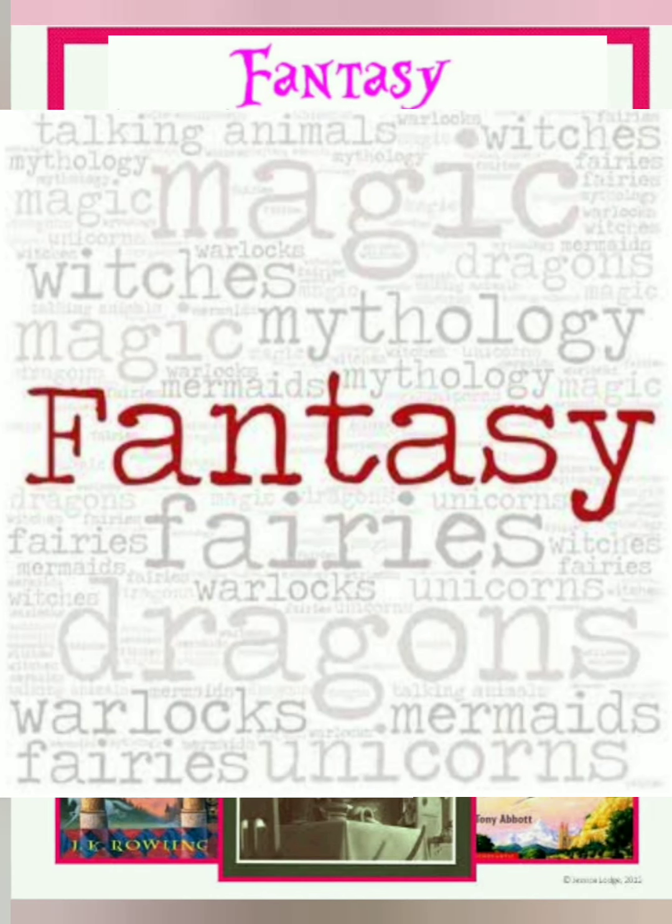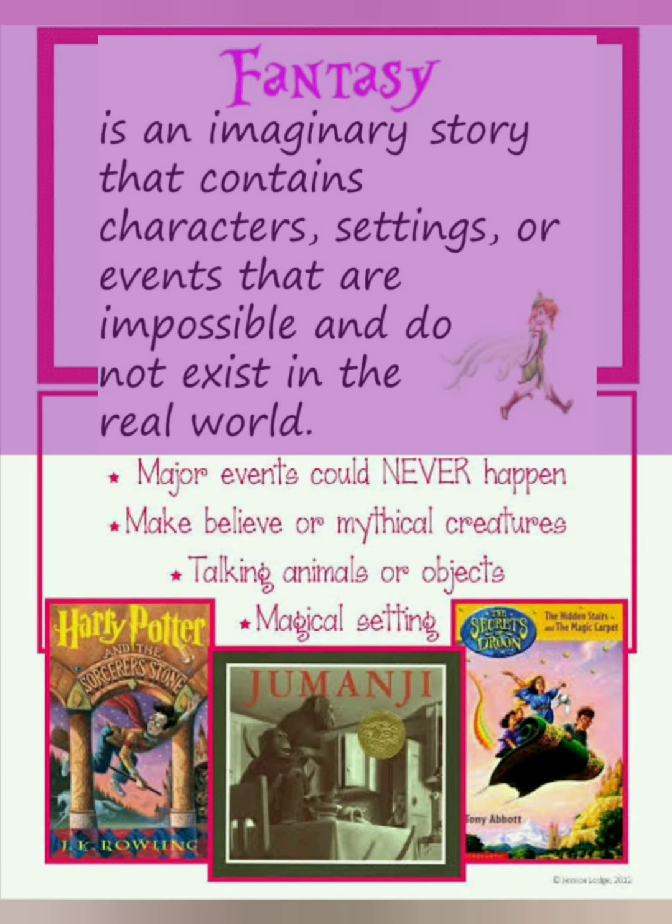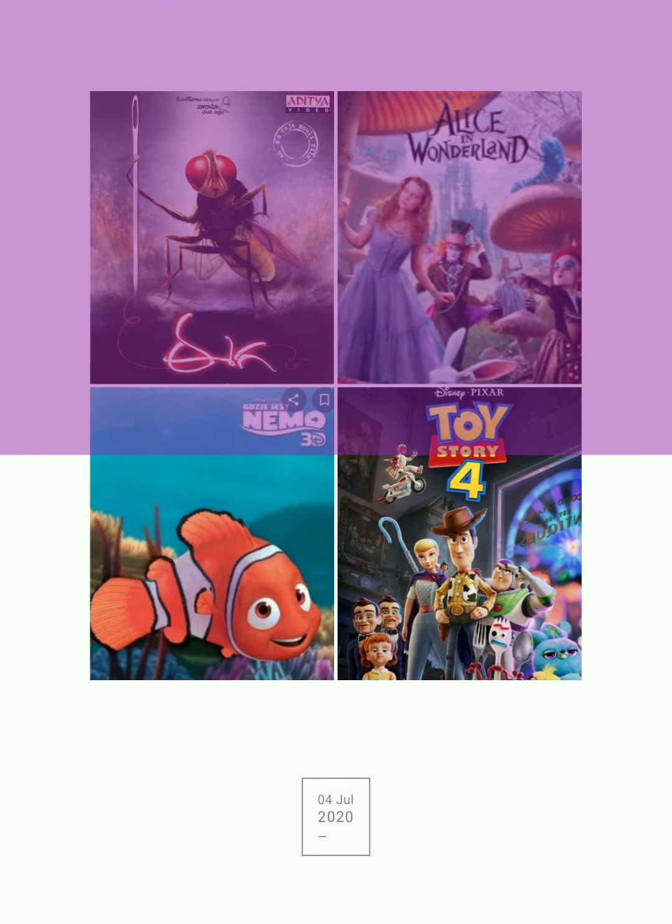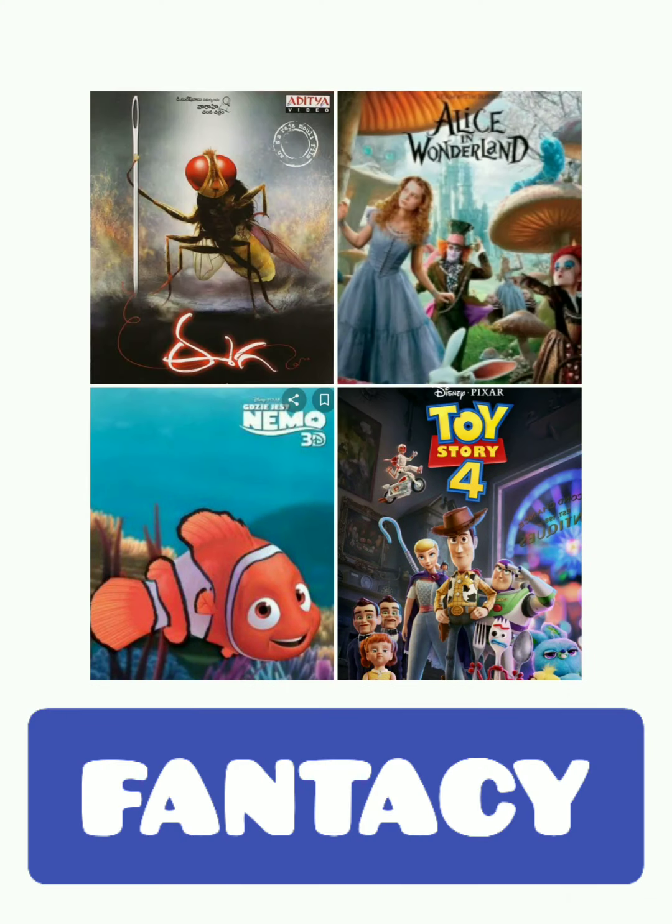The next is fantasy. It is an imaginary story that contains characters, settings, or events that are impossible and do not exist in the real world. Let's look at a few fantasy movies. Ega, Alice in Wonderland, Finding Nemo, Toy Story. All these are examples of fantasy movies.